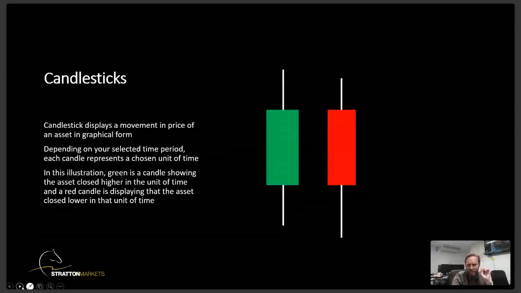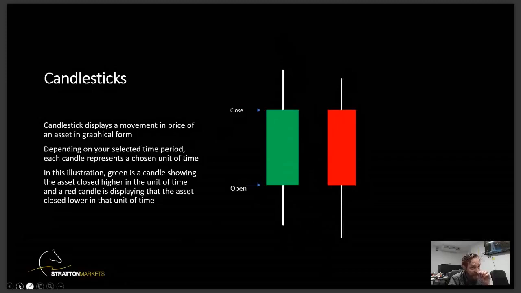But that's not all. The candlesticks give us a lot more information. So if it's a green or bullish candle, this shows us, the bottom of the body of the candle. These are called bodies, by the way. These lines underneath are called wicks. Okay, so bodies and wicks. Get it? Candlestick, wick. Very imaginative. They're incredibly creative. So if it's a green candle, the bottom of the body shows us where the asset opened in that unit of time, and the top of the body shows us where the asset closed in that unit of time.